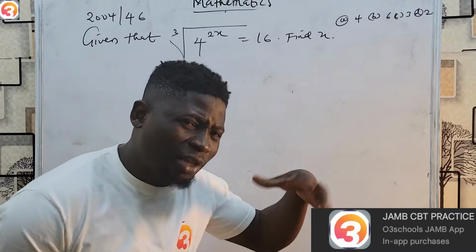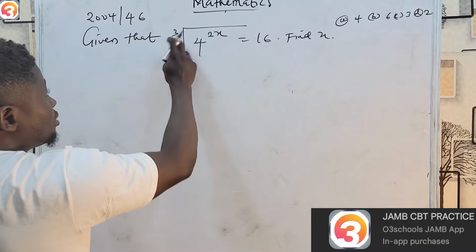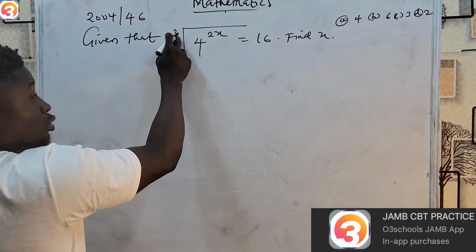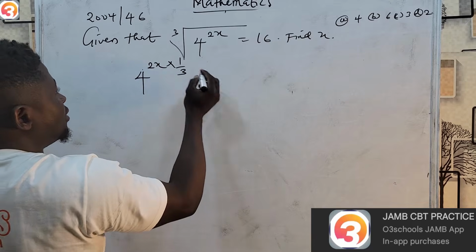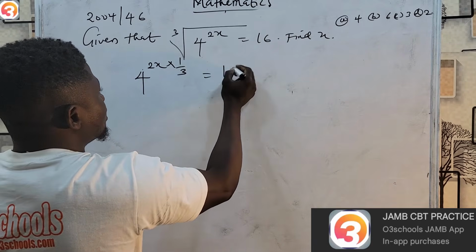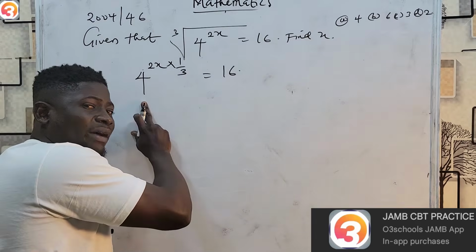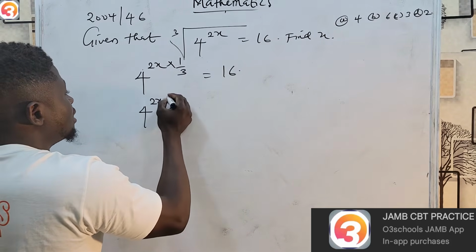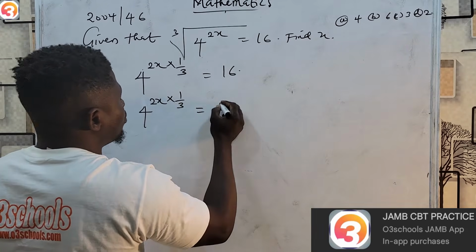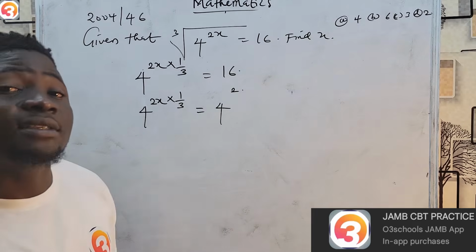Likewise, we also use our laws of indices that we have learned. This is the third root, so it means 4 raised to power 2x times 1 over 3, isn't it? Then it's equal to 16. Can we express 16 in the powers of 4? Yes. So we're going to have 4 raised to power 2x times 1 over 3 is equal to 4 raised to power 2, isn't it? Because 4 times 4 is 16.